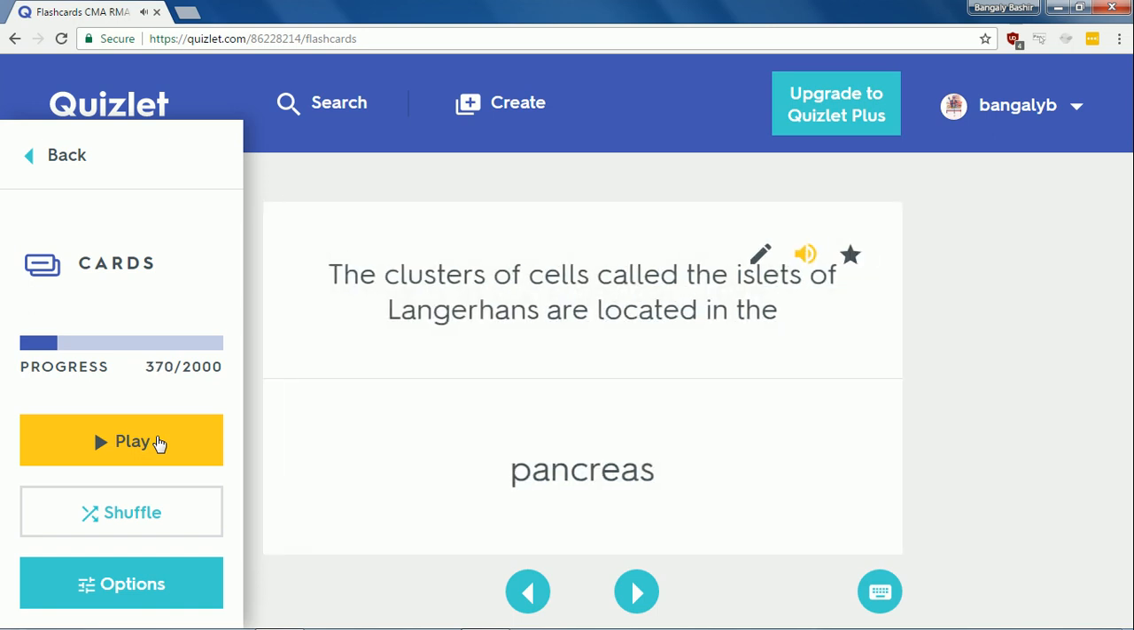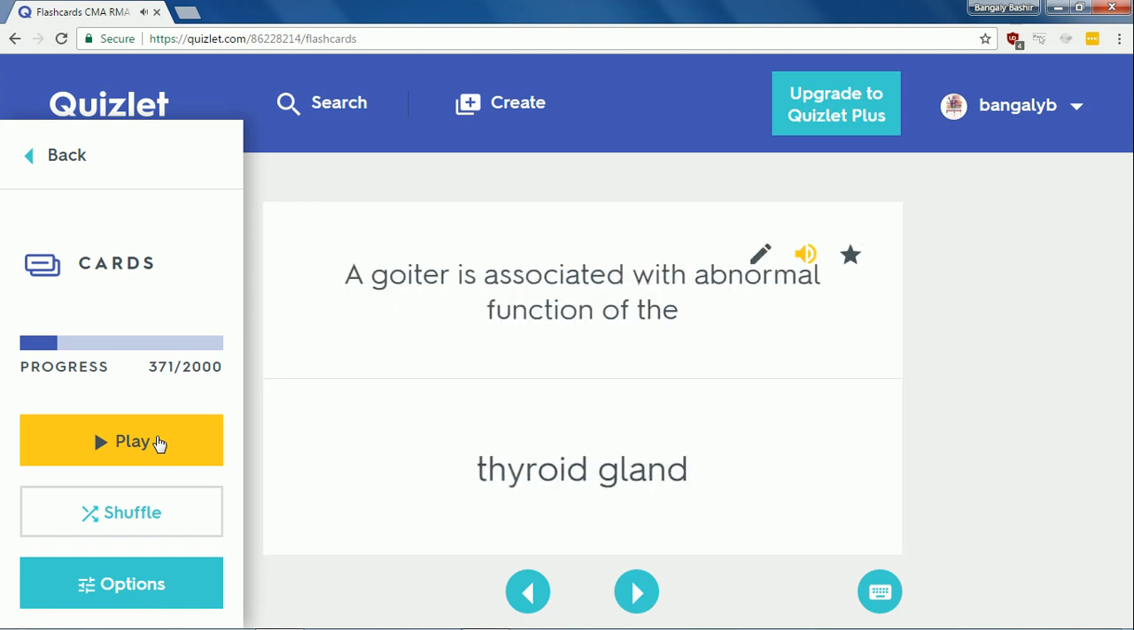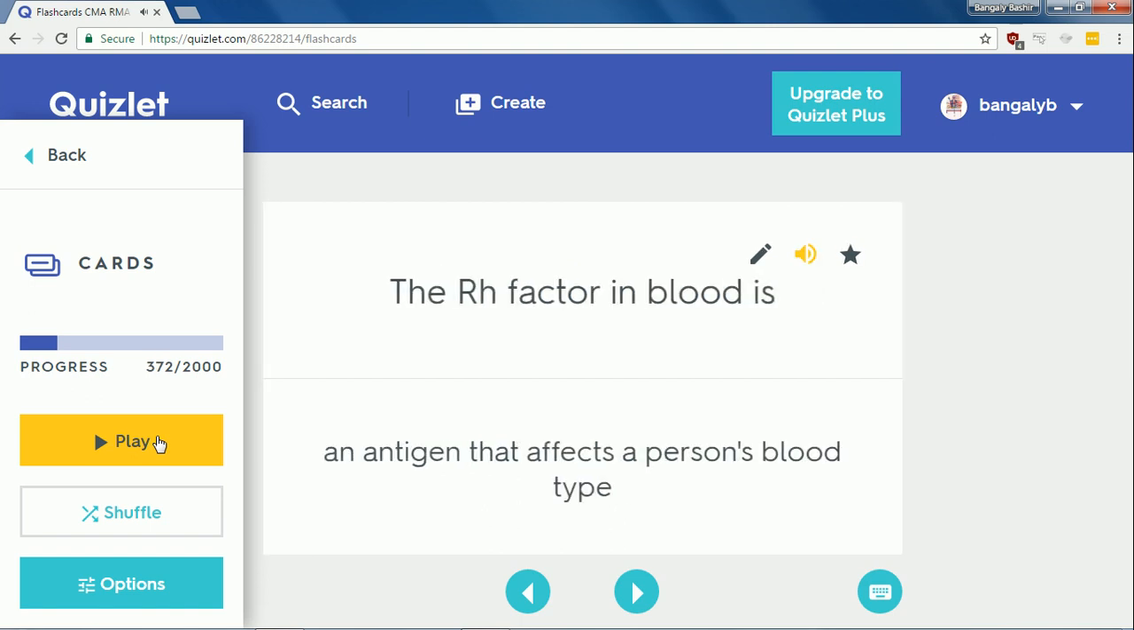The clusters of cells called the islets of Langerhans are located in the pancreas. A goiter is associated with abnormal function of the thyroid gland. The Rh factor in blood is an antigen that affects a person's blood type.